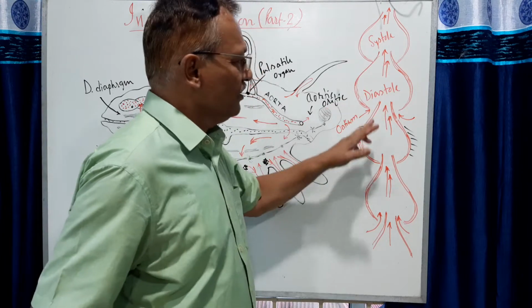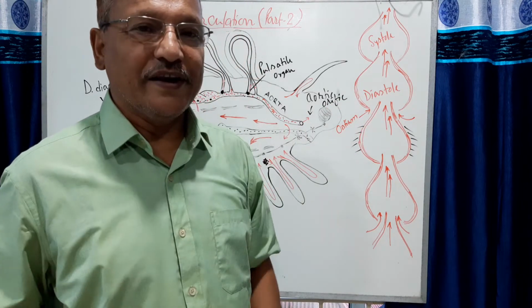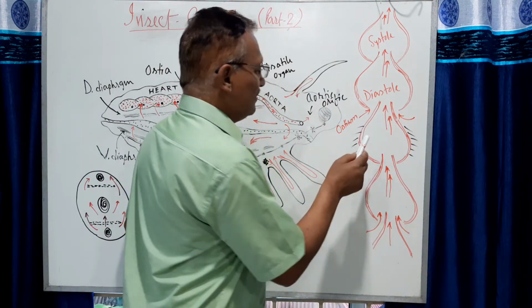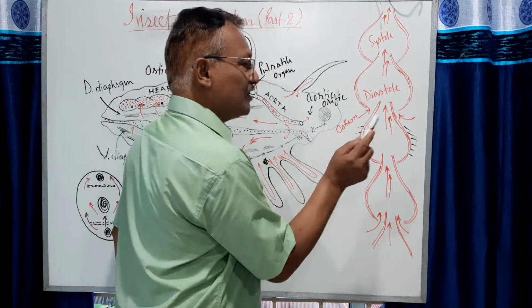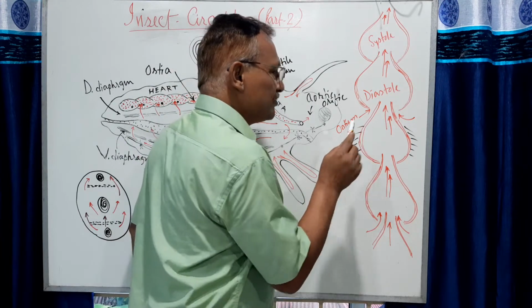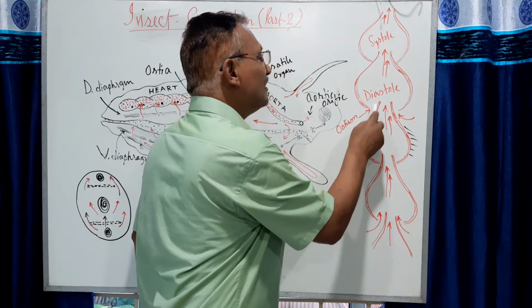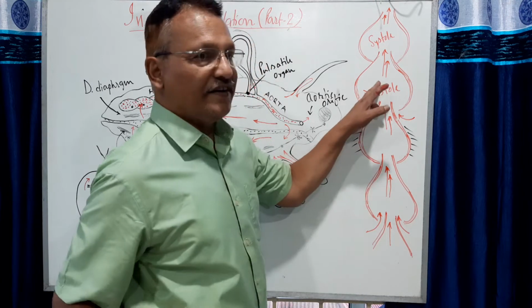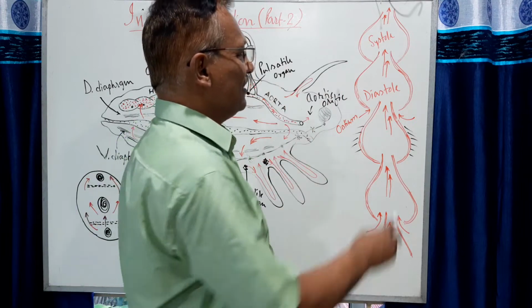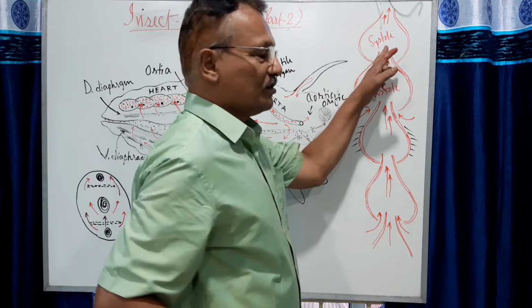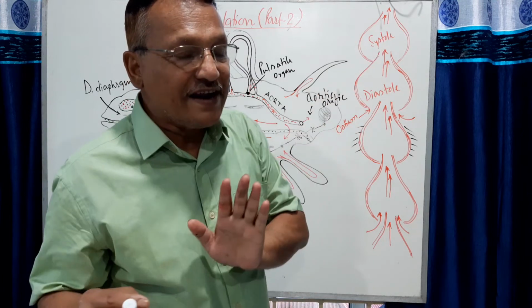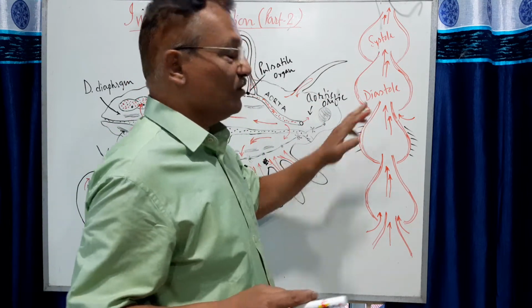During diastole, the incurrent ostia are open. As a result, blood flows from the hemocoelic body, or hemocoelic sinus, to the heart. And during systole, the blood does not flow in the backward direction due to the closing of the incurrent ostia.